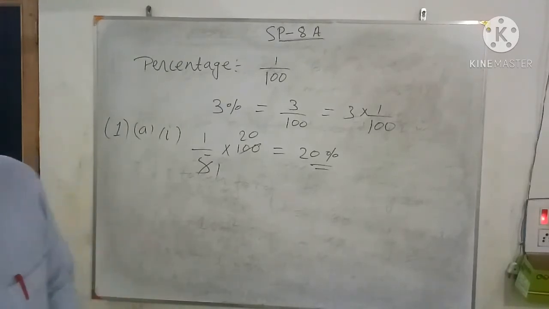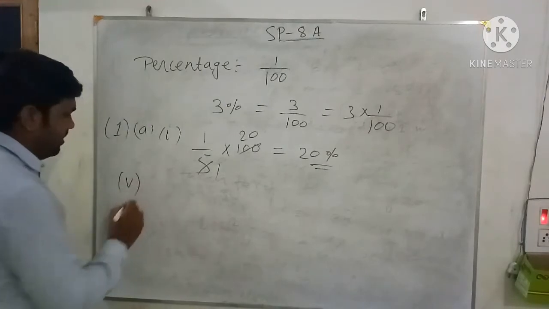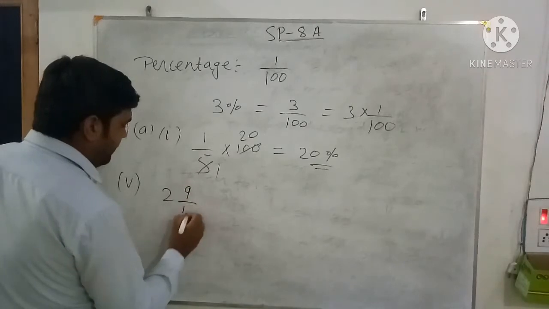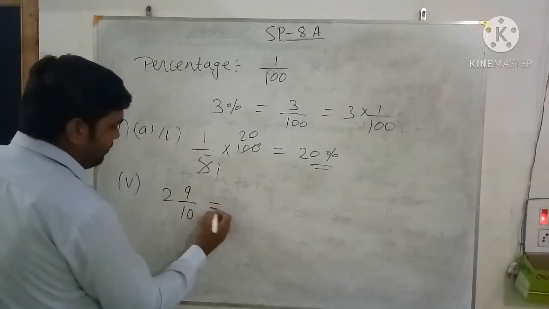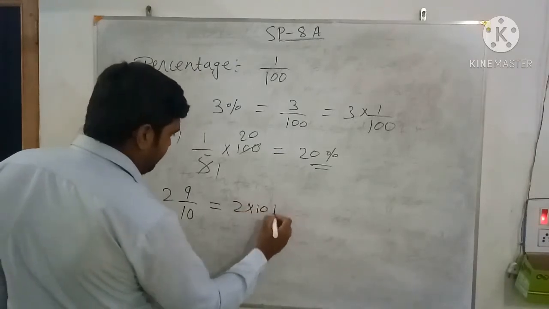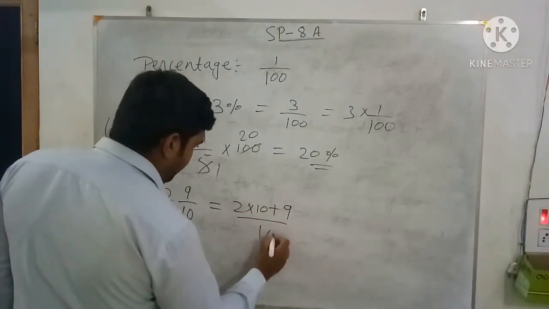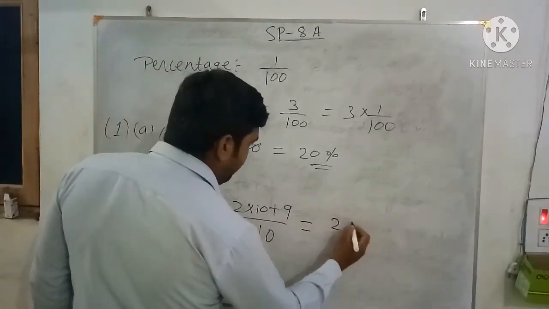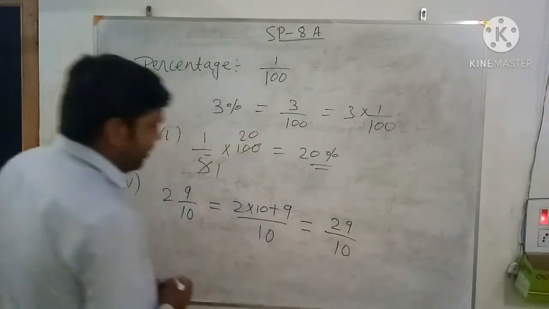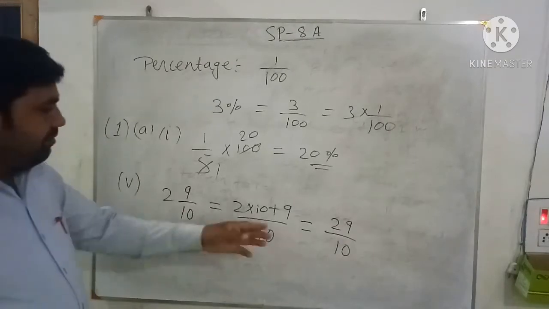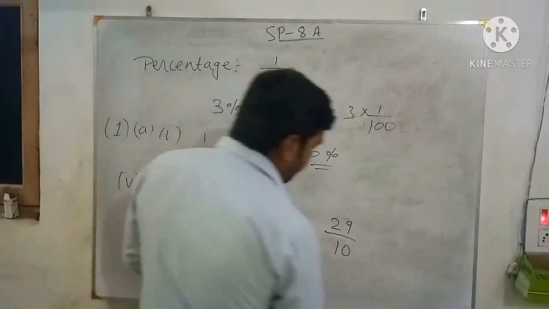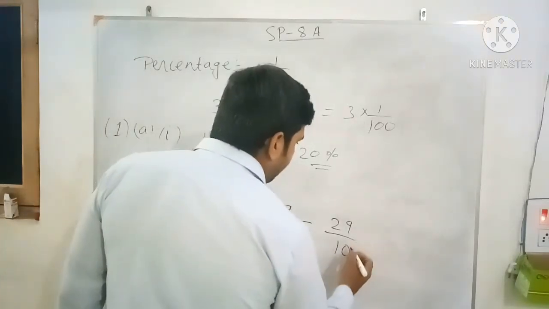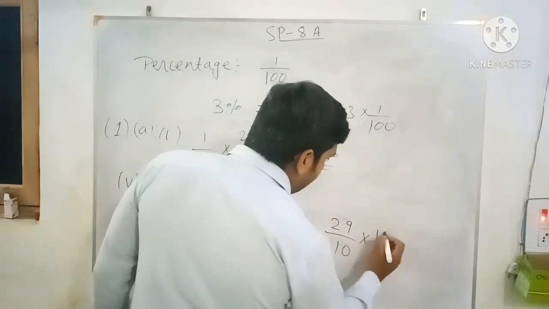Now see the next question, part V, that is 2 9 by 10. First convert this into an improper fraction. It becomes 2 multiplied by 10 plus 9 by 10, and 2 tens are 20 plus 9, 29 by 10. Now to convert this 29 by 10 into a percentage, see what we do. We multiply 29 by 10 by 100.